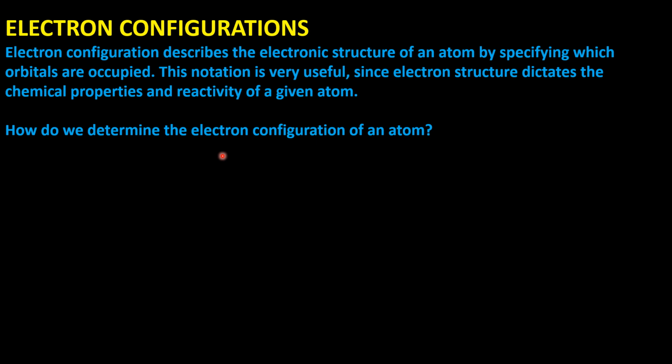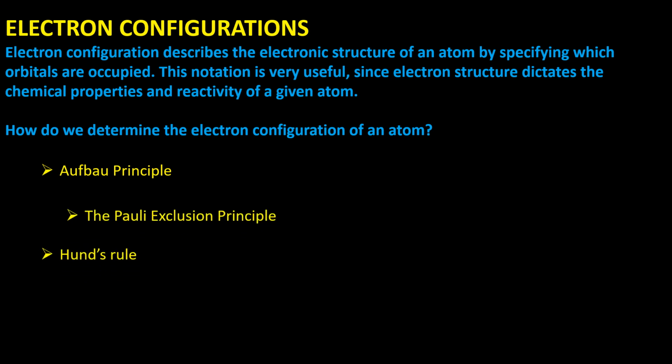So how do we determine the electronic configuration of an atom? What is the criteria to determine it? Here we have different principles which guide us to fill the electrons in different orbitals. One of them is the Aufbau principle, then we have the Pauli exclusion principle, and then we have Hund's rule. These three are the most important principles which guide us how to fill the electrons in the energy levels according to their energies. Now we are going to explain all these principles.